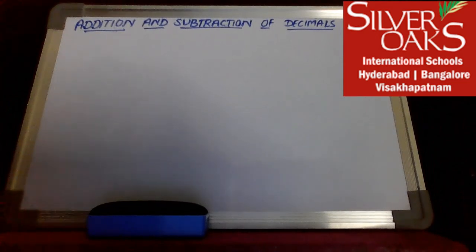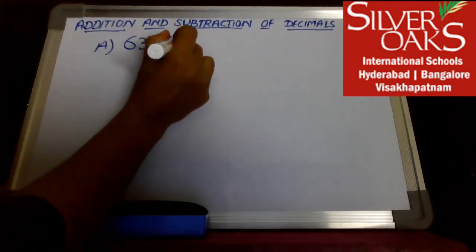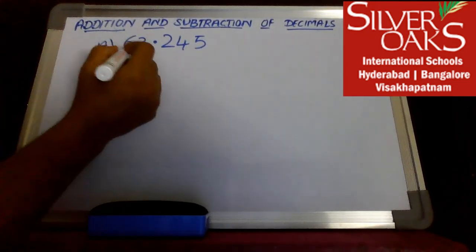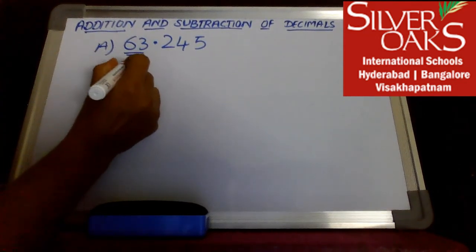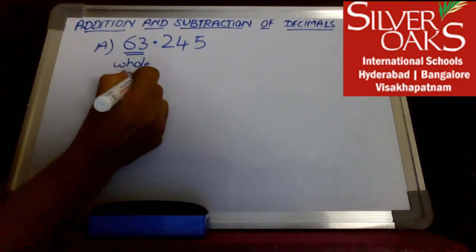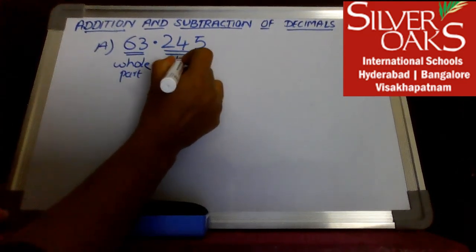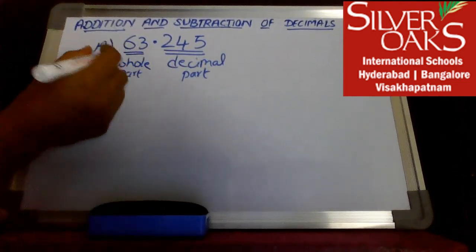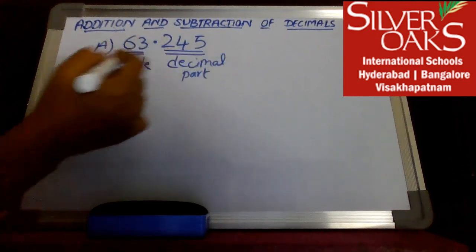So I'll start with an example here. I'll take a decimal number, 63.245. So this is the decimal number. Here there are two parts in a decimal number. The first part is called the whole part and the second part after the decimal point is called the decimal part. So a decimal number has a decimal point, whole part and a decimal part.